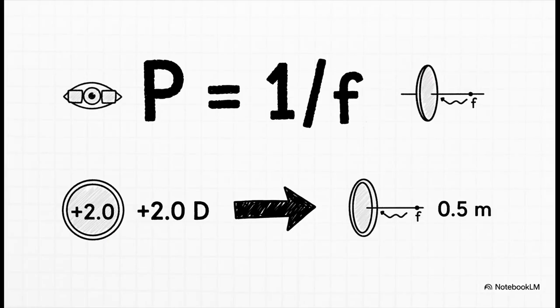And here it is, the beautifully simple formula that ties it all together. The power, P, is just 1 divided by the focal length, F. As long as F is in meters, that's it. So a plus 2.0D lens just means it has a focal length of ½ a meter, simple as that.